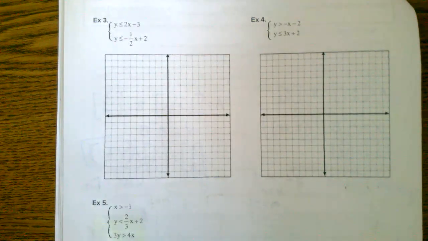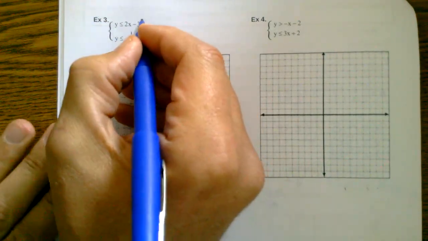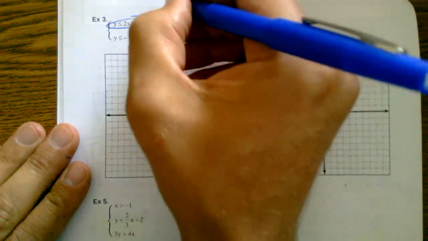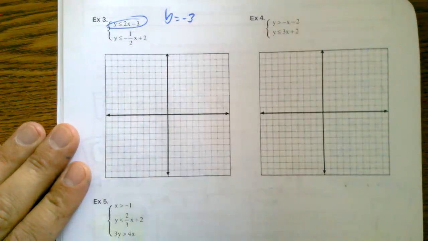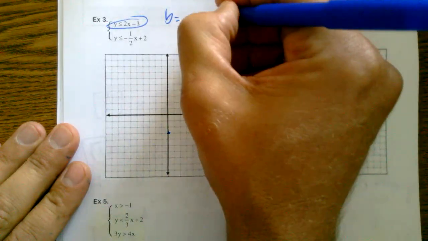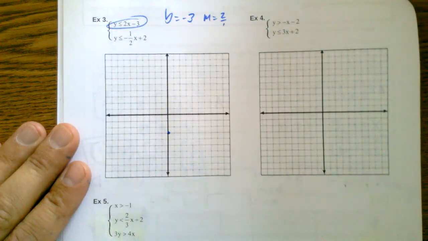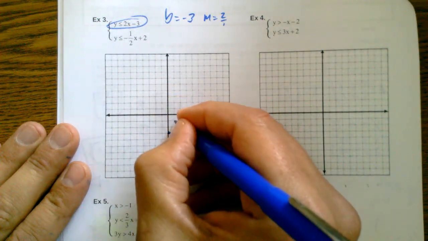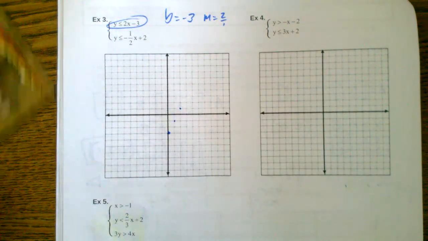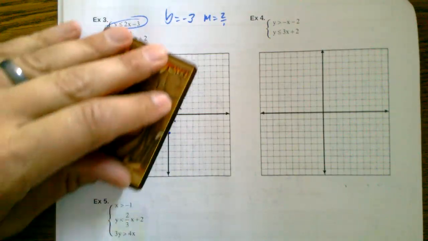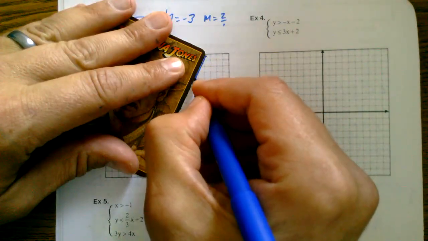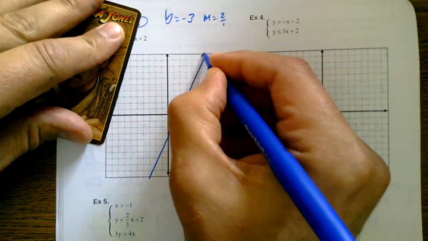Here we go. I've got y is less than or equal to 2x minus 3. I'm going to graph my b. So b is negative 3. So I'm going to go down 1, 2, 3. And then my slope is 2. So think 2 over 1. So I'm going to go up 2 over 1. Man, that's fun. Rise over run. And I'm going to have equal to, so it's going to be a solid line. Connect dots. Solid line.